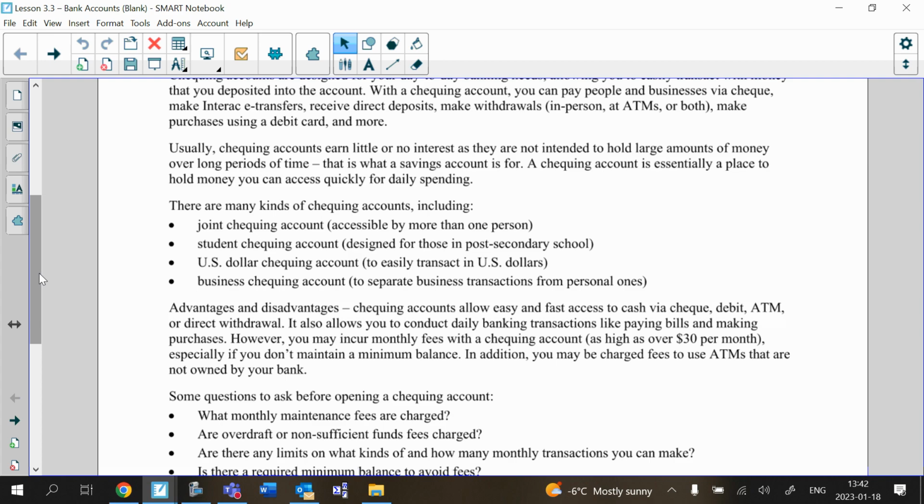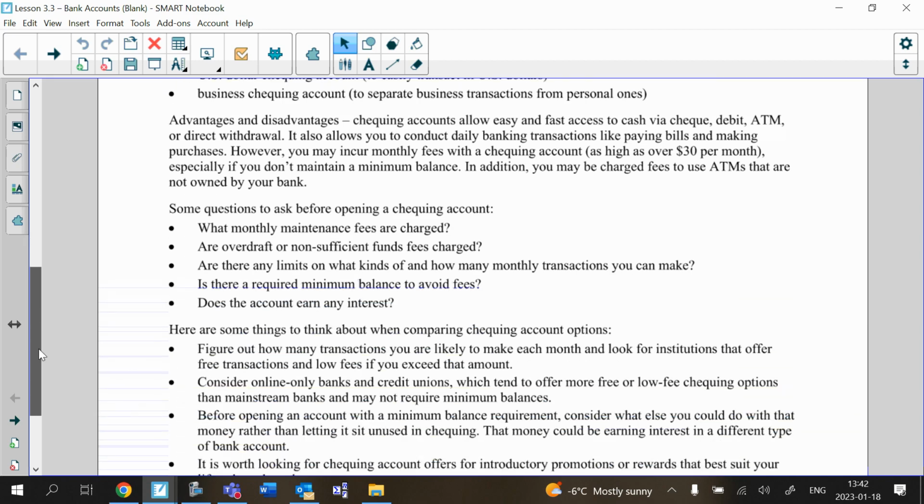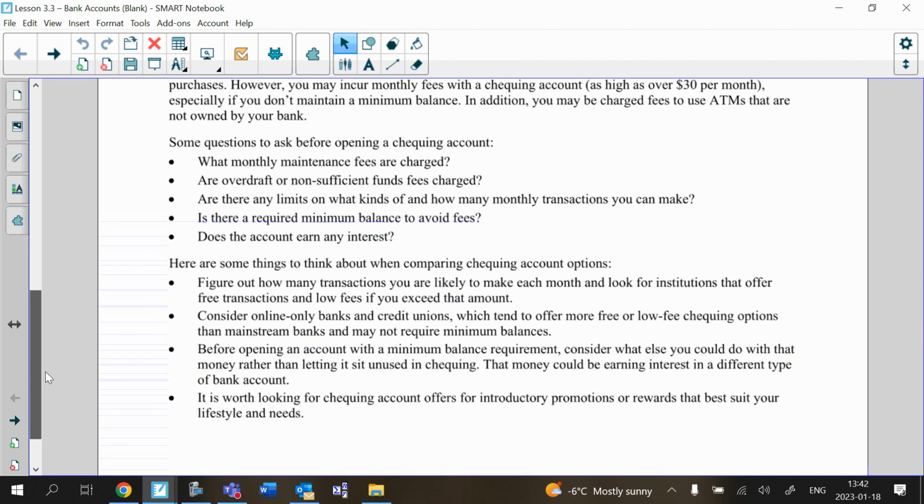But some questions to ask and some things to think about. When you open a checking account, the first thing you want to ask is, do I get any interest on it if I maintain a certain amount in there? And chances are it'll be little to none. Do I get unlimited transactions, or do I only get a certain amount of transactions and then you start charging me for every transaction?